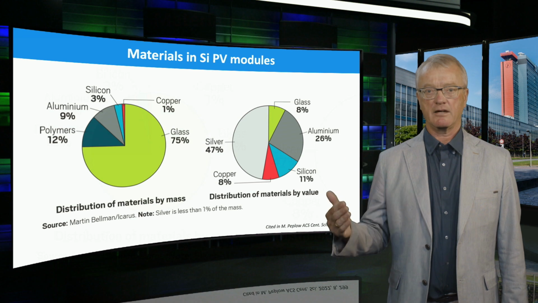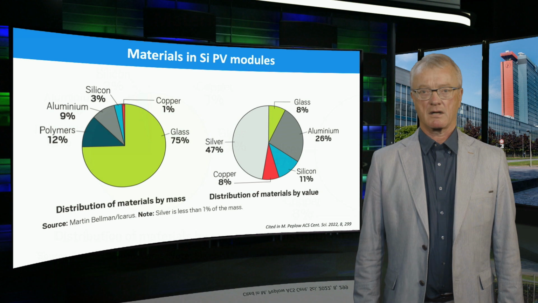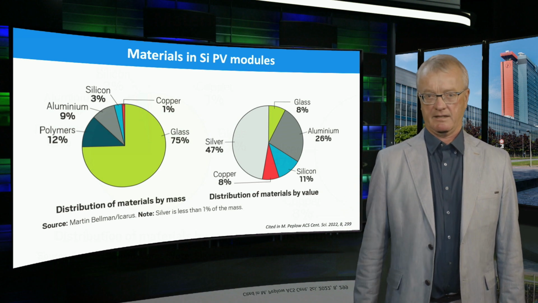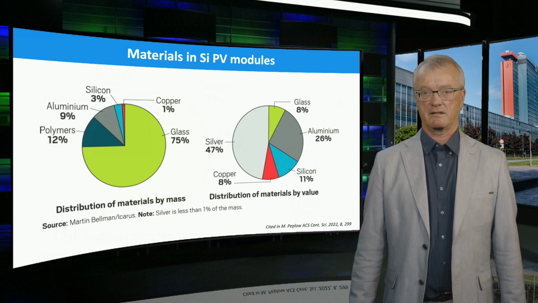Here we look at the share of materials by mass for a silicon PV module. Glass, polymers and aluminum dominate the mass share. Silver is not shown because it accounts for less than 1%.